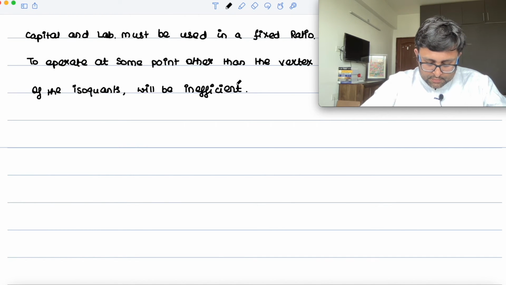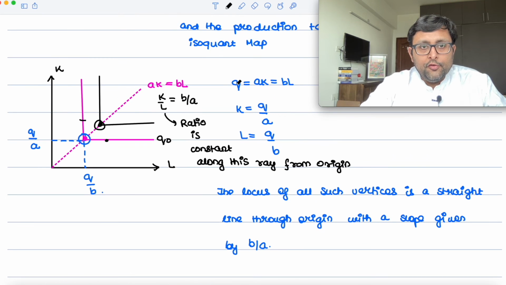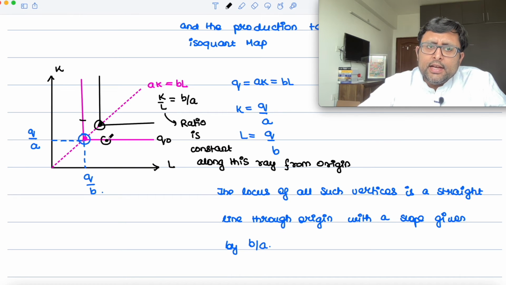That will be inefficient, right? Because if you want to produce Q naught, why on earth would you use this much capital and an unnecessarily larger amount of labor? If you move or contract towards the vertex, you're producing the same level of output, because even here, by using more labor with this much capital, you are still producing Q naught. So that is efficient, if you use less labor, right?